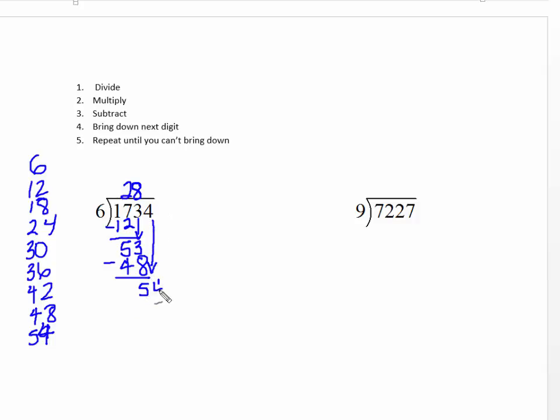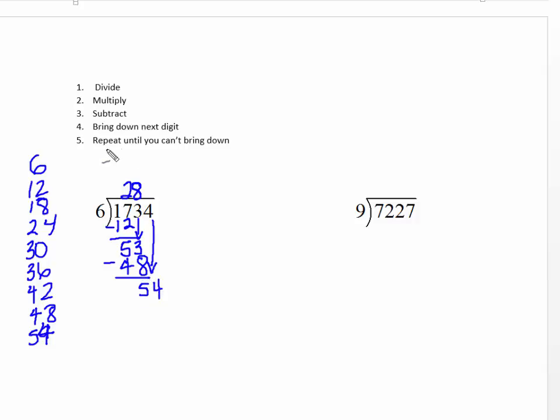Now, I'm doing this for teaching purposes, but I highly recommend that you actually draw these arrows, because sometimes if we're not perfectly lined up, then we make mistakes, we skip over numbers or we bring the same number down twice. So it's always a good idea to do that.